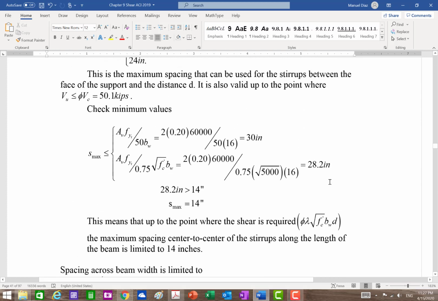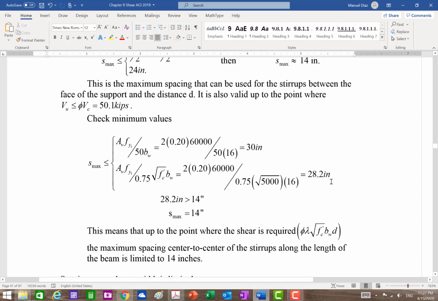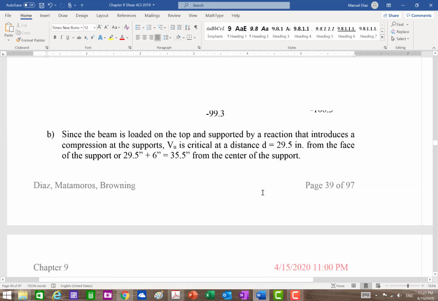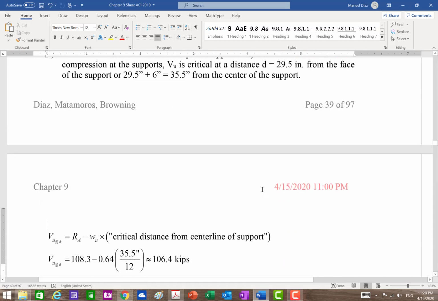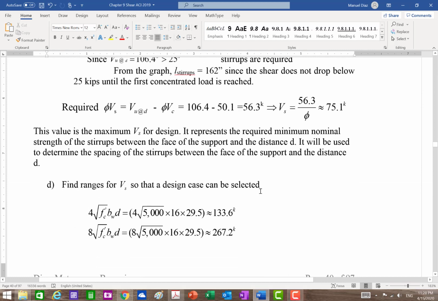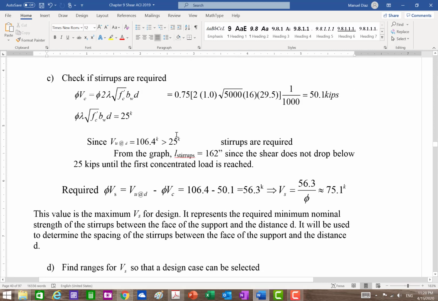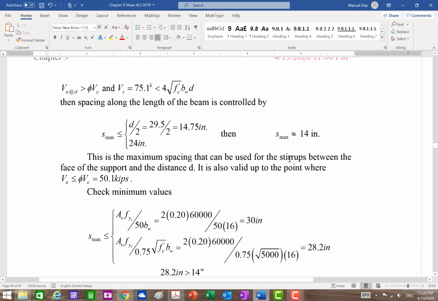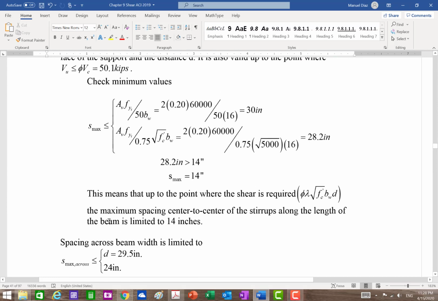So that means that no matter where I go on this diagram, I can go all the way in any place here. I'm already at 14 because that's my maximum spacing, and so there is nothing I can do, right? 99.3 also exceeds phi v sub c, so that number also exceeds phi v sub c. So no matter what, I'm exceeding this number, and therefore I'm controlled by S maximum. I cannot get anything less than that. So 14 is my value.